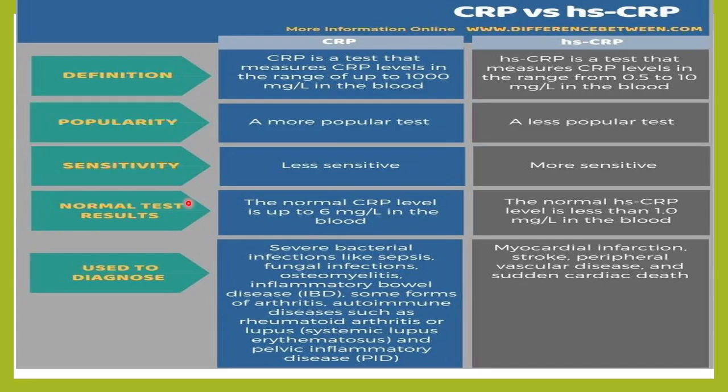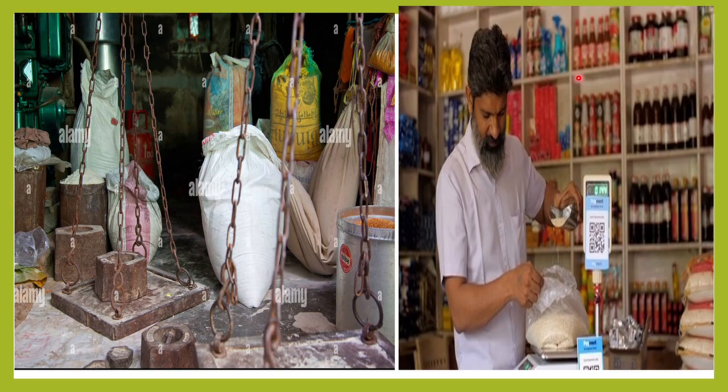So CRP measures the level of C-reactive protein when the range is very high, and hs-CRP measures the level in a very low range, 0.5 to 10 milligram per liter. So hs-CRP measures the range of CRP in a very low range. Hence, this would be an hs-CRP. It is measuring in a very low range, and this is CRP. It is measuring in a high range. It all depends upon the range at which these tests are measuring.